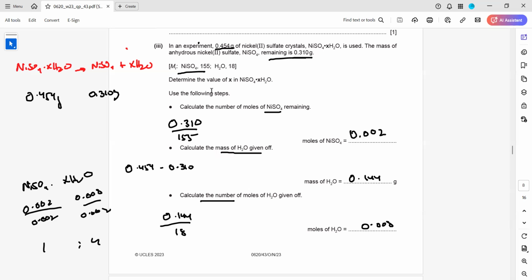That's much faster. So what we did is the same thing. We got the moles of anhydrous, then the mass of water, then the moles of water, and just take the simplest ratio.